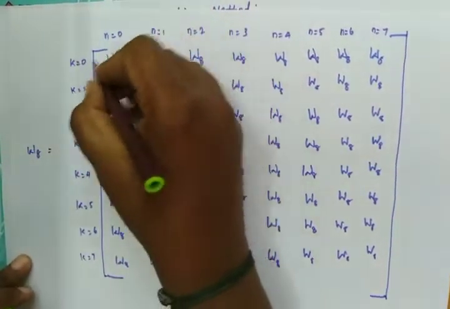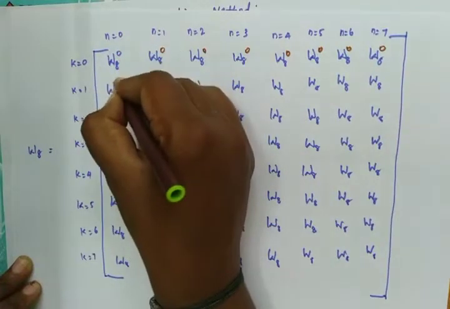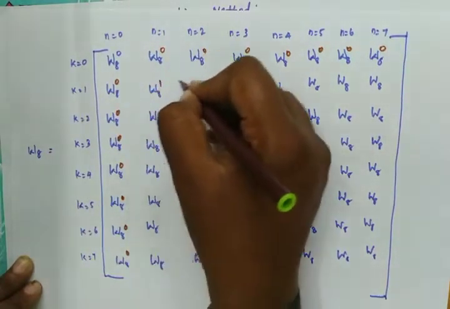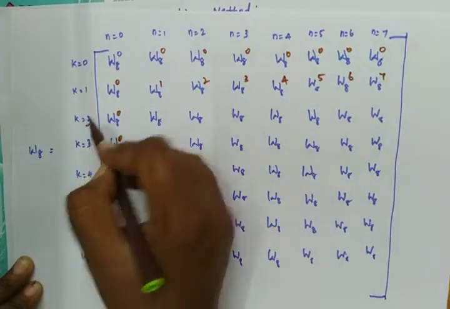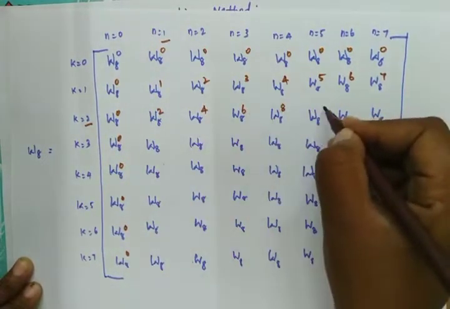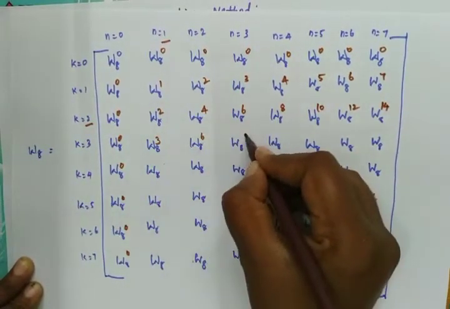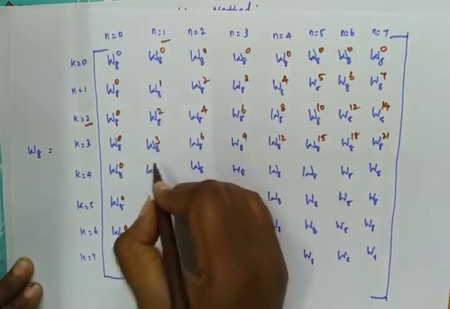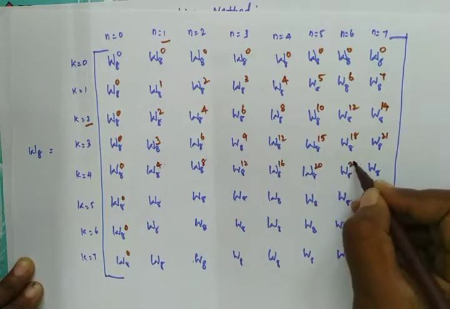0 into 0 is 0, 0 into 1, so everything will be 0 because we are multiplying with 0, and here n is equal to 0, so 1 into 0, 2 into 0, everything will be 0 here. So 1 into 1 is 1, 1 2s are 2, 1 3s are 3, 4, 5, 6, 7. Now 2 1s are 2, 2 2s are 4, 2 3s are 6, 2 4s are 8, 10, 12, 14. Now 3 1s are 3, 6, 9, 12, 15, 18, 21. Now 4 1s are 4, 8, 12, 16, 20, 24, 28.